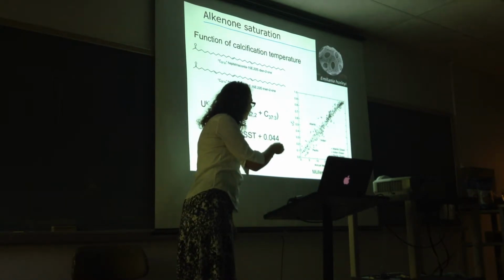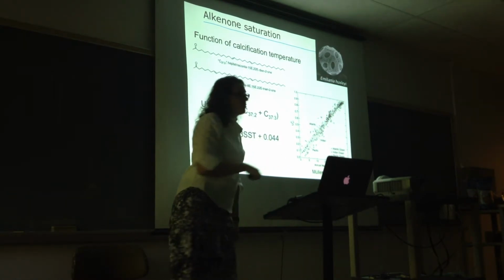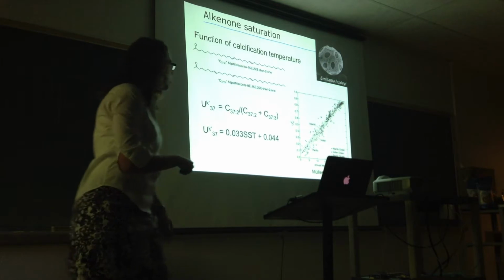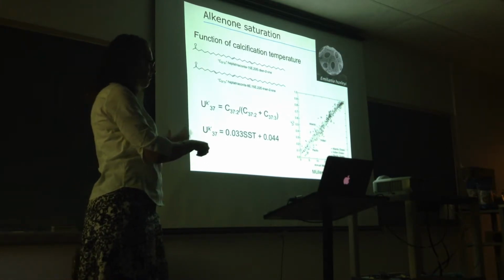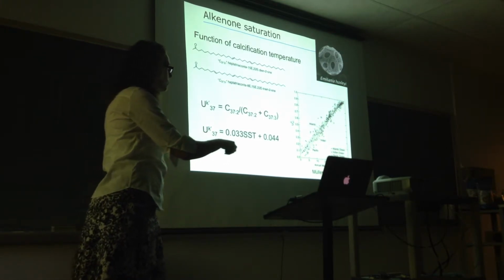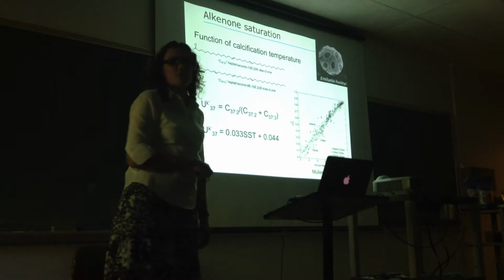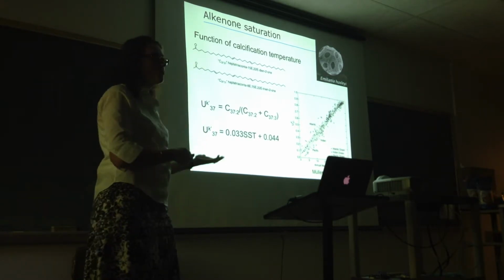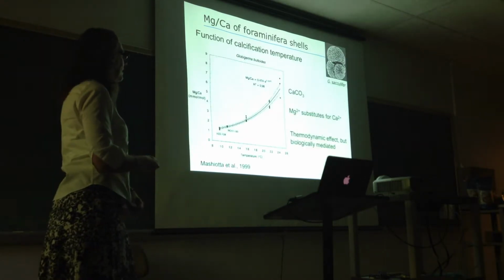So now that we know this, and now that it's been measured all over the place, we can look at the ancient sediments, measure this ratio, and correlate it back to sea surface temperature. Of course, there's uncertainty, but that's the basic idea.